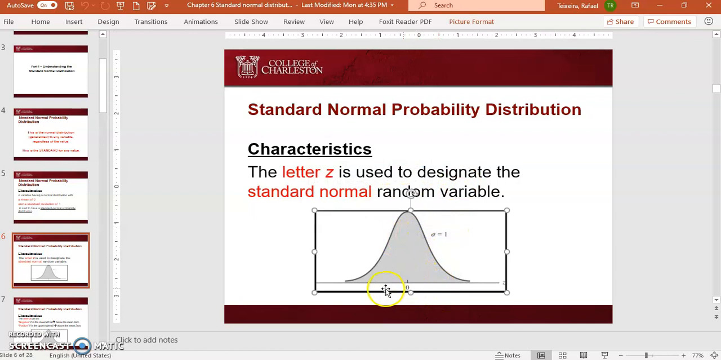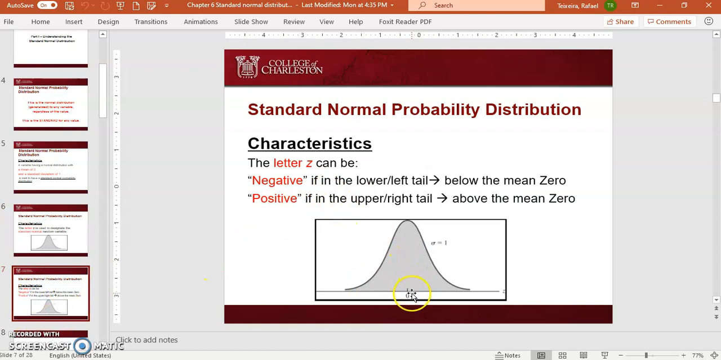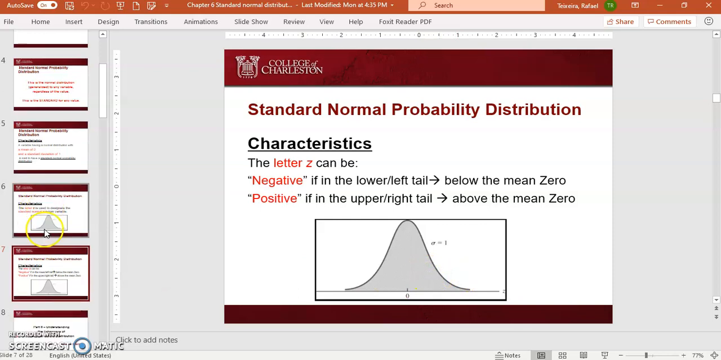Okay, and remember, and I'm going to show you too, but when we turn, for example, any variable, let's say tire mileage, into a z-score, the mean always becomes 0, and then we have positive and negative values. This is what I'm talking about in this slide. Negative values are in the lower tail, left tail, which is below the mean of 0. They are below the mean, and positive z-scores are in the upper tail because they are above the mean.